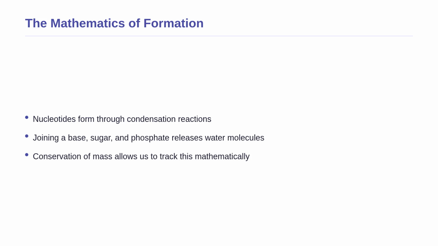Now that we understand their biological role, let us look at how they are built chemically. To truly understand how these molecules come together, we can look at the mathematics of their formation through condensation reactions. When a base, a sugar, and a phosphate group join together to form a nucleotide, water molecules are released. This means we can express the total molecular mass of a newly formed nucleotide using a simple algebraic equation. This equation helps us track the conservation of mass during the chemical synthesis of these vital molecules.